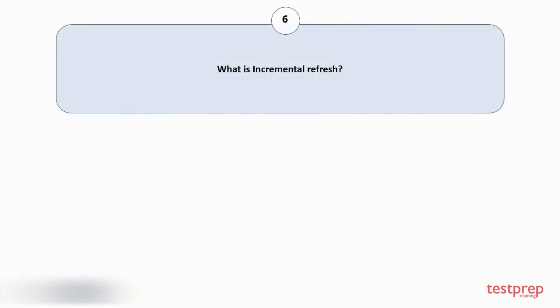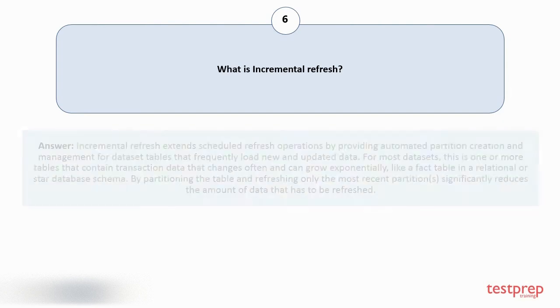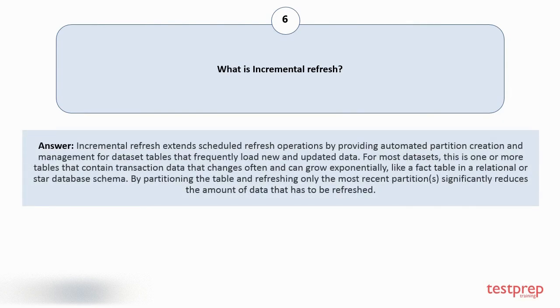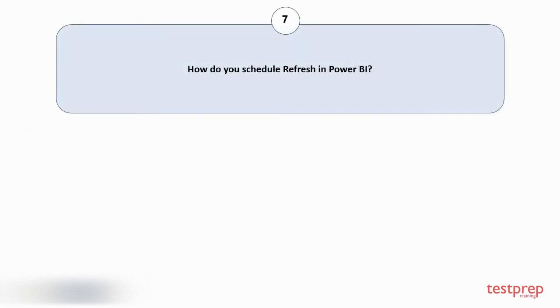Question number 6, what is incremental refresh? Your answer is incremental refresh extends scheduled refresh operations by providing automated partition creation and management for dataset tables that frequently load new and updated data. For most datasets, this is one or more tables that contain transaction data that changes often and can grow exponentially, like a fact table in a relational or star database schema. Partitioning the table and refreshing only the most recent partition significantly reduces the amount of data that has to be refreshed.